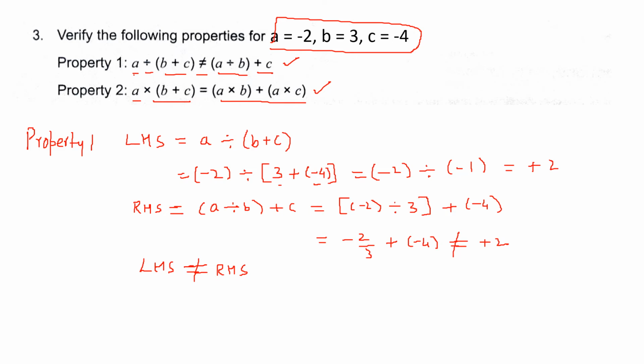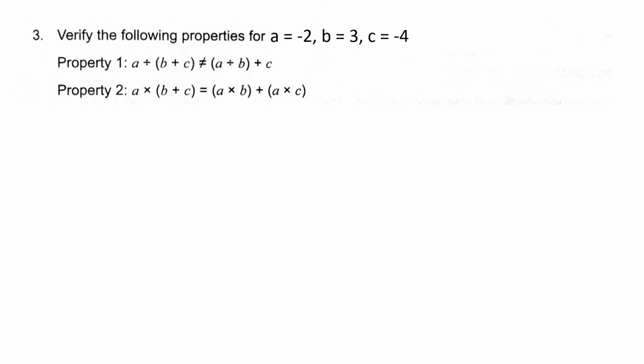Now let me clear the screen and let me talk about property number 2. In property number 2 also let me take the left hand side. The left hand side says a multiplied by (b plus c). Let us take the values. So a is equal to -2. I prefer to use brackets for negative numbers. Multiplied by b. b is equal to 3, plus, sorry for the sign, plus -4. So -4 I will write in brackets. There is one more bracket closing.